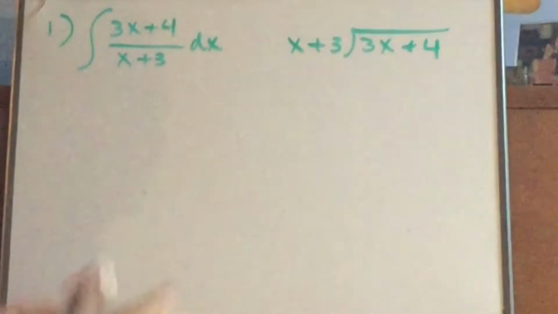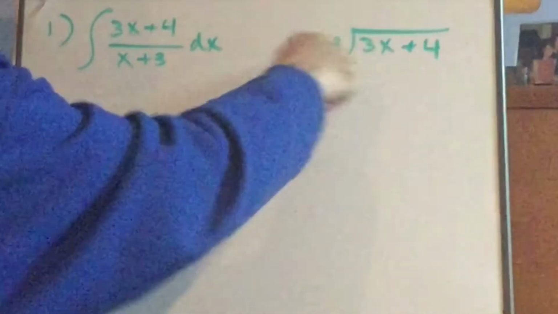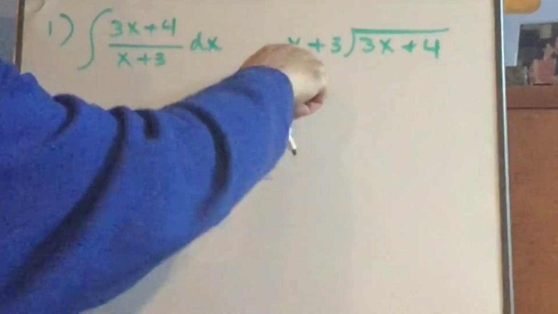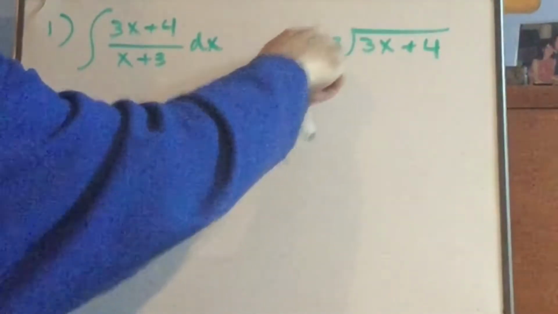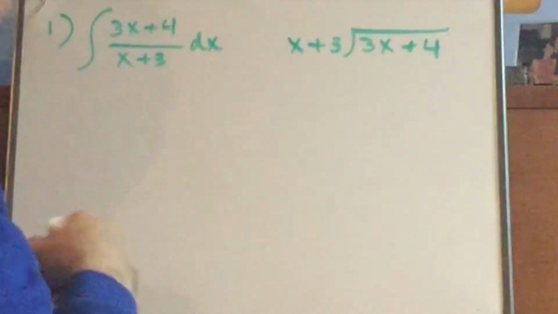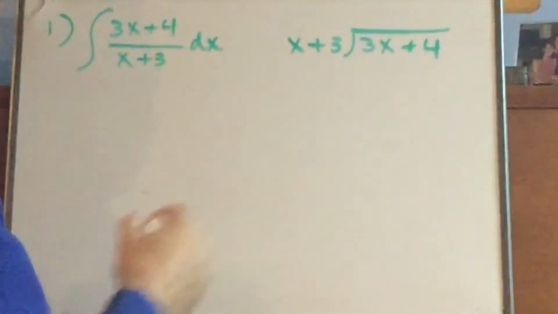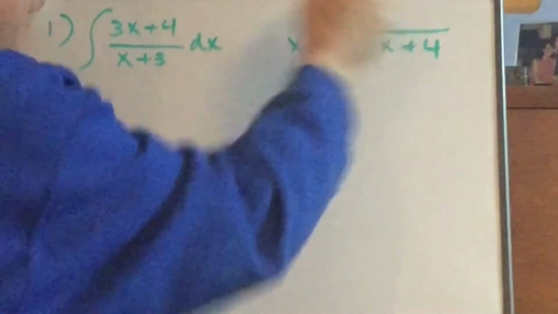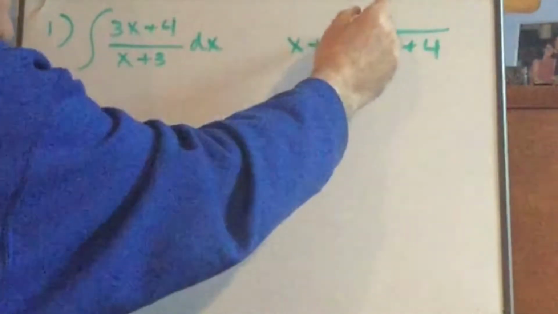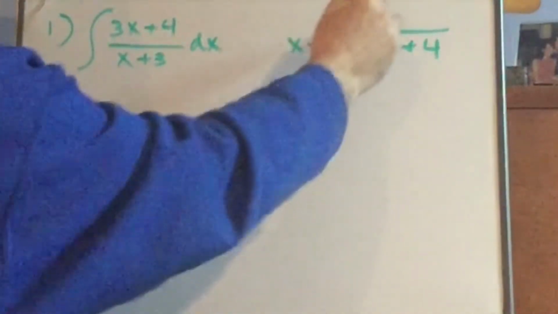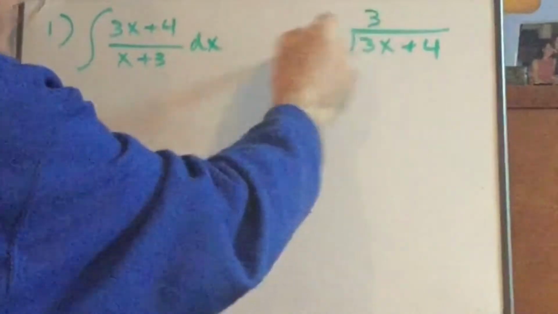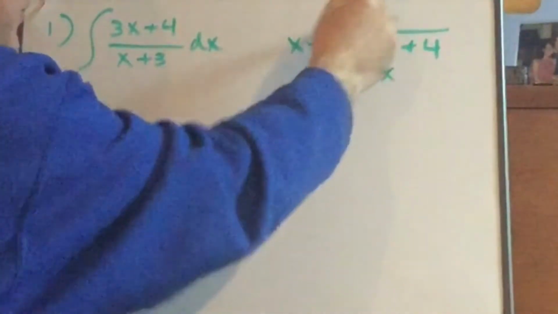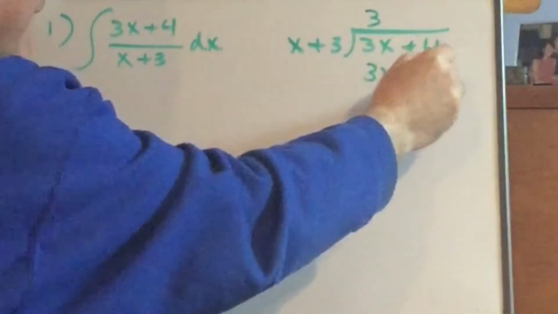And when we do this, we only look at the first terms of each of the 2 binomials. I need to see what I would have to multiply x by to get 3x, or in other words, how many x's divided into 3x, and that would be 3. So when I do long division, I multiply downward. 3 times x is 3x. 3 times 3 is 9.